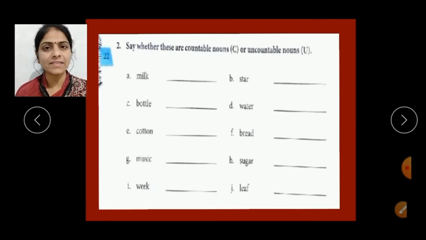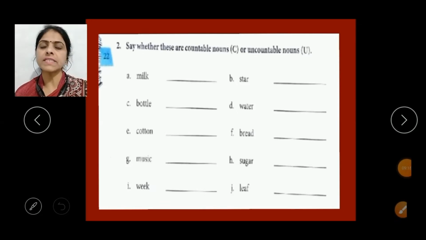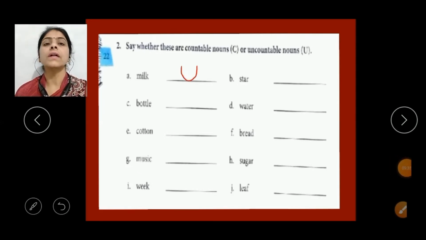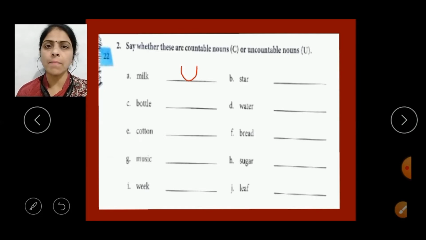So, let's start. The first one is milk. Milk is an uncountable noun. We cannot count milk. So, we will write U here. Now, star. A star is a countable noun, as we can write a number before it.